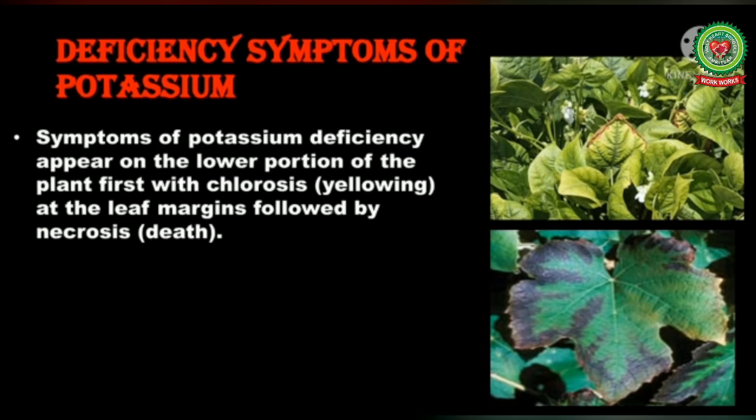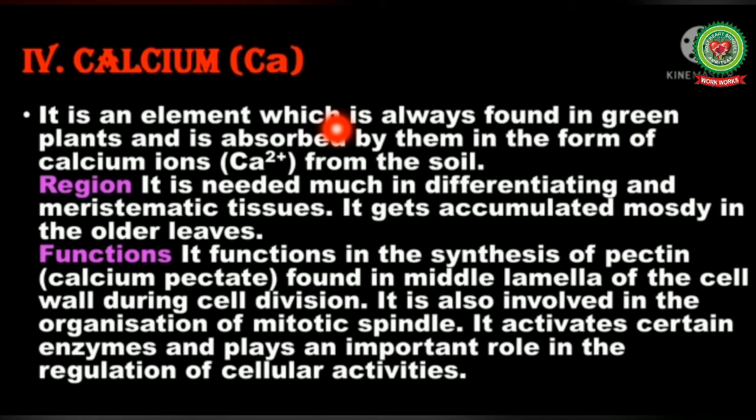The next macro element is calcium, which is always found in green plants and is absorbed by them in the form of calcium ions from the soil. It is needed much in differentiating and meristematic tissues. It gets accumulated mostly in older leaves.